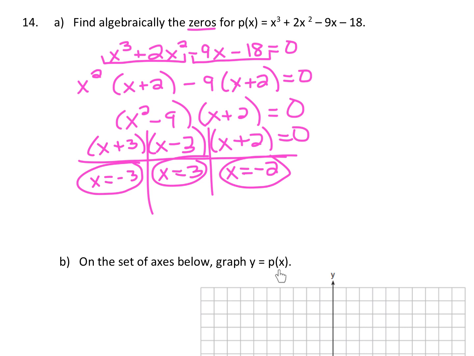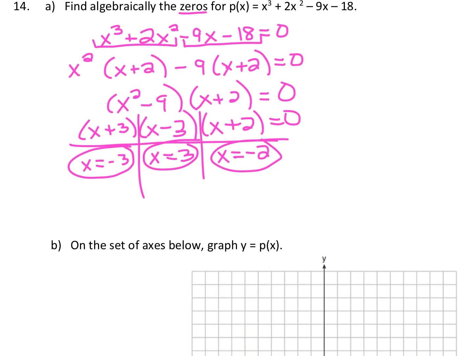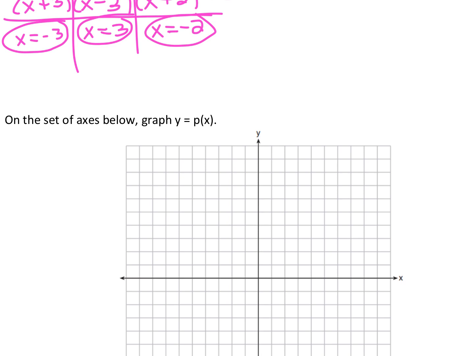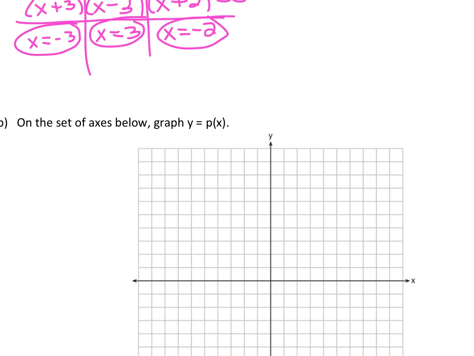Okay, now part B says, on the set of axes below, they want us to graph y equals p of x. Now, we should know right off the bat that because these are zeros algebraically, that is where our graph should intersect the x-axis. So before I even try to graph this, we should know that we're going to have a 0 at negative 3, positive 3, as well as negative 2.